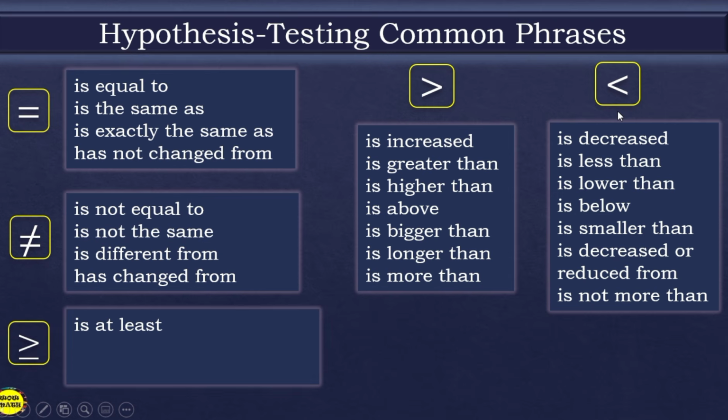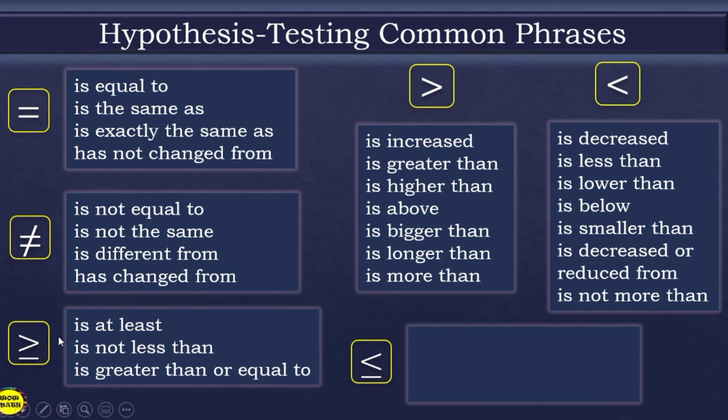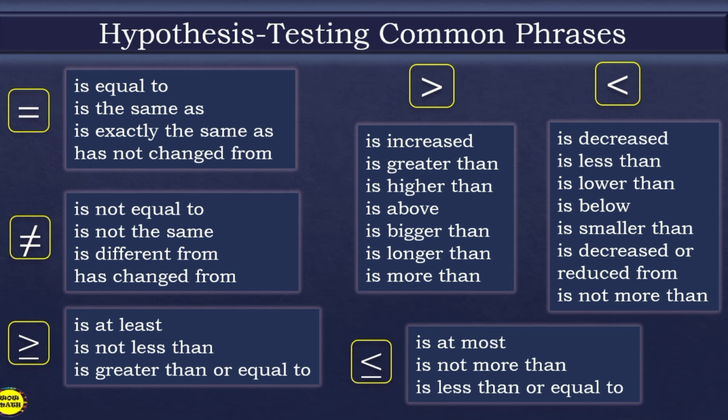And then, kapag at least, not less than, greater than or equal to, so ito yung symbol na gagamitin natin. And then, kapag at most, not more than, less than or equal to, so ito naman yung symbol na gagamitin natin. So, kailangan maging familiar kayo sa mga symbol na gagamitin para hindi tayo malito at tama yung matranslate natin mamaya sa null and alternative hypothesis natin. So, tama yung symbol na gagamitin.